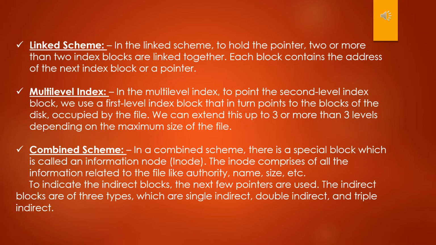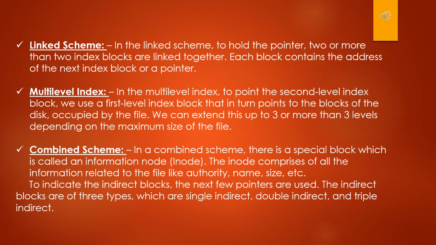The next one is multi-level index. In the multi-level index, to point to the second level index block, we use a first level index block that in turn points to the blocks of the disk occupied by the file. We can extend this up to 3 or more levels depending on the maximum size of the file.